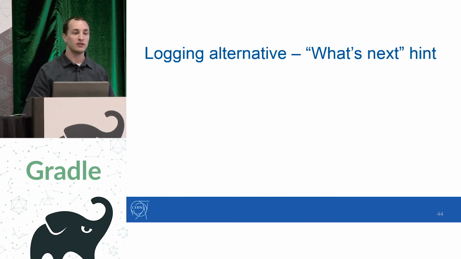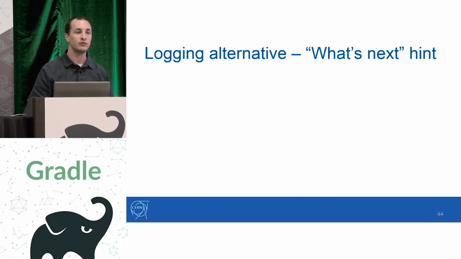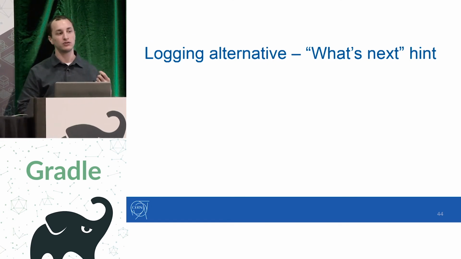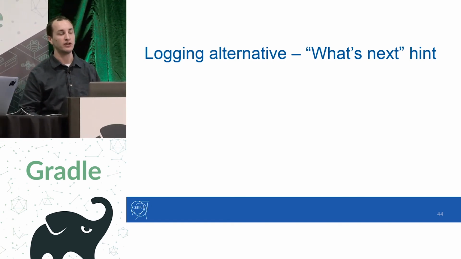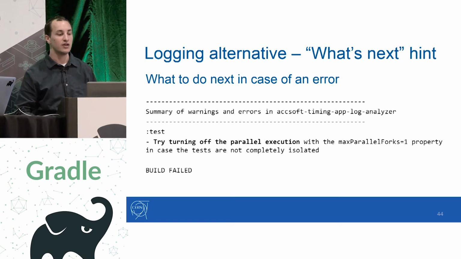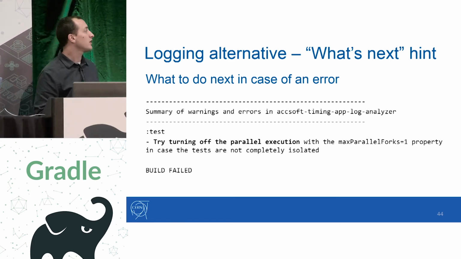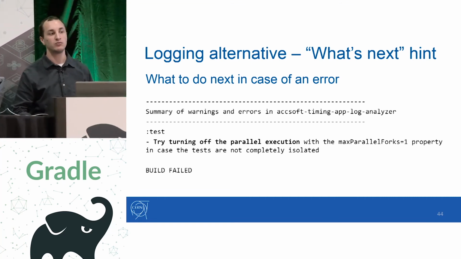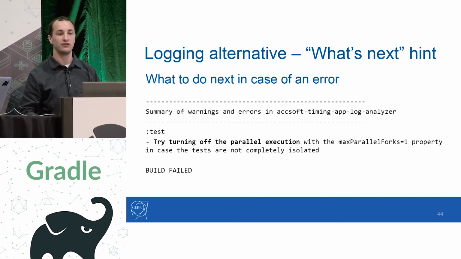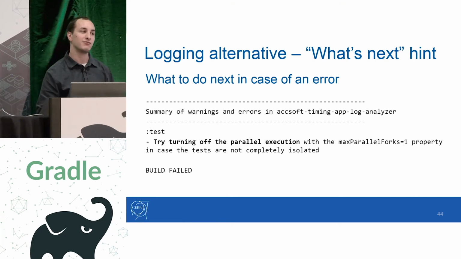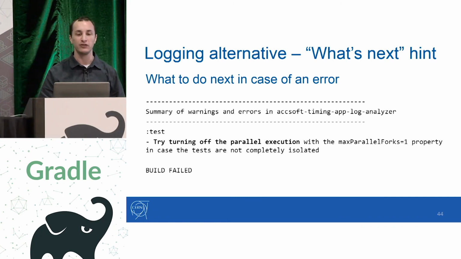Another thing is the what's-next hint. This is something we find very useful. If the build fails, not only do we show the error messages or warnings, but we also tell the users what they should try as a next step. So for example, if a test fails, we show them a message to try to disable the parallel test execution, because as you know, Gradle executes tests in parallel by default, but in some cases the tests are not as much unit tests as the developers might think.